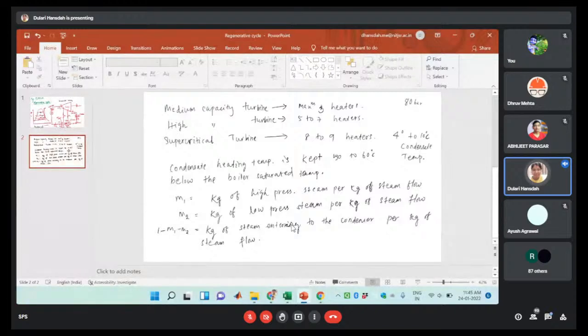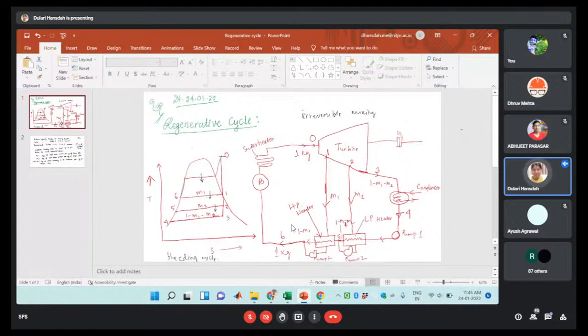Okay. So in this case, what we will do is the energy balance, the heat balance of this heater. Because there is a heat exchange process, we have to find the energy balance in the case of the first heater, then in the case of the second heater, that is a low pressure heater. From there we can find out M1 and M2.